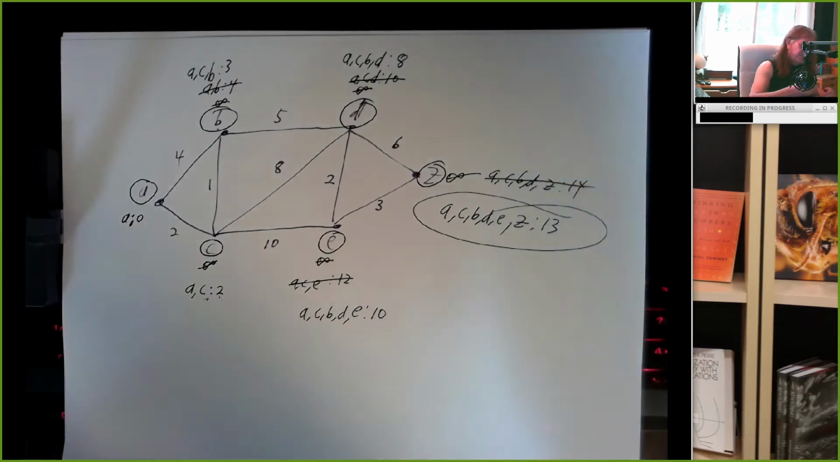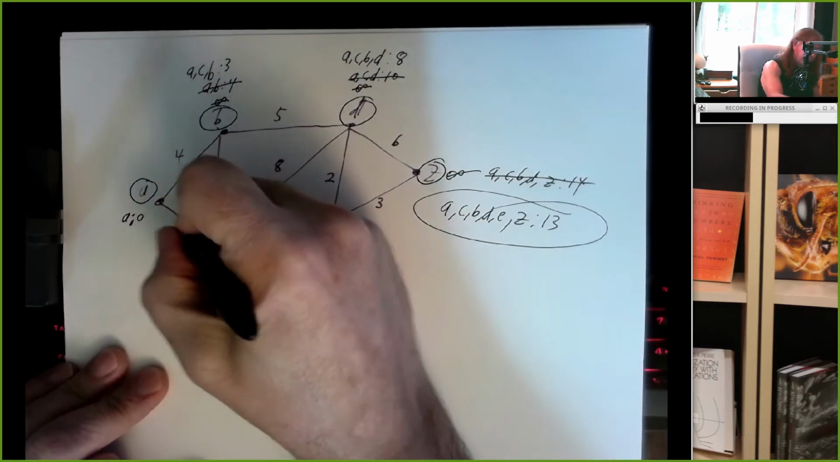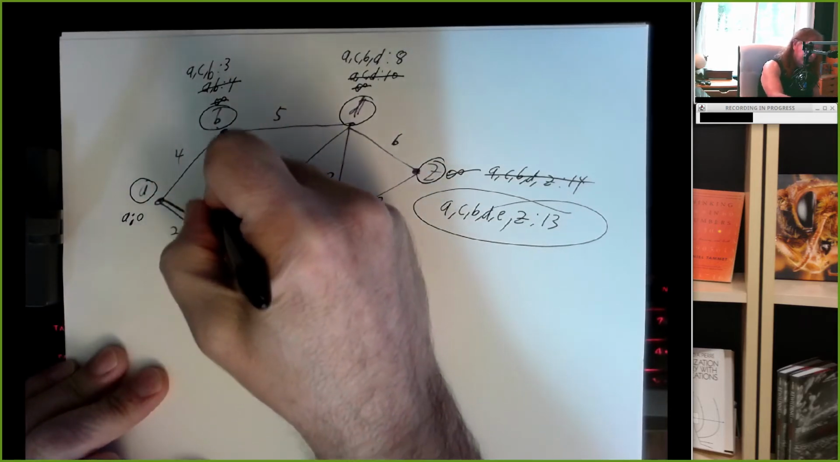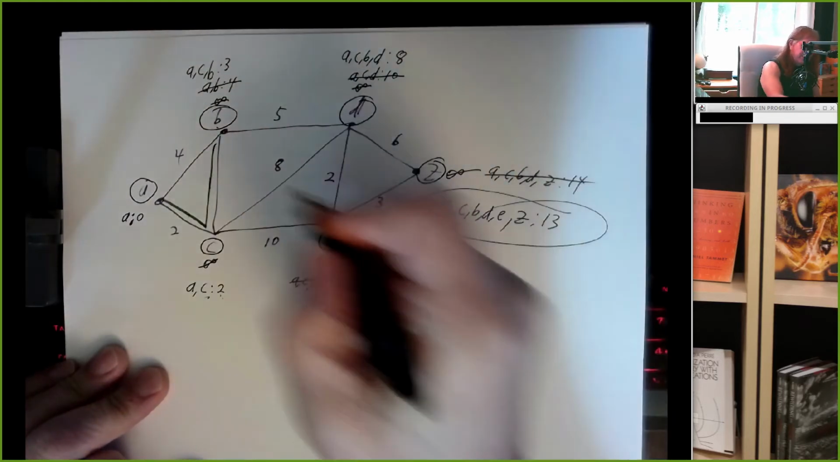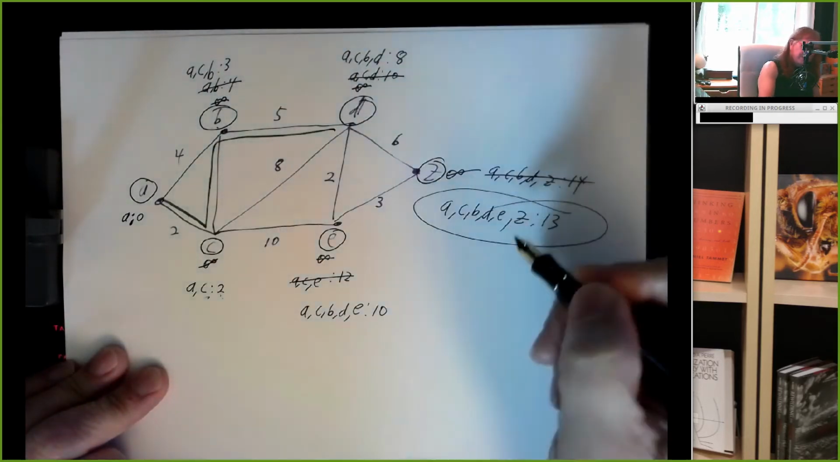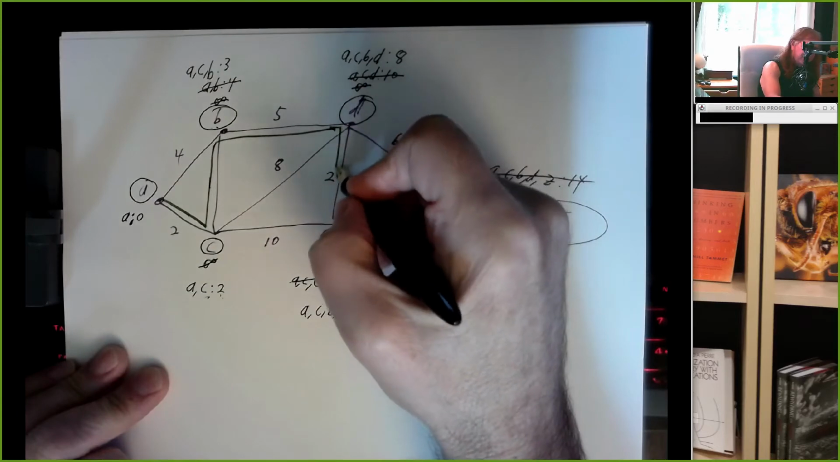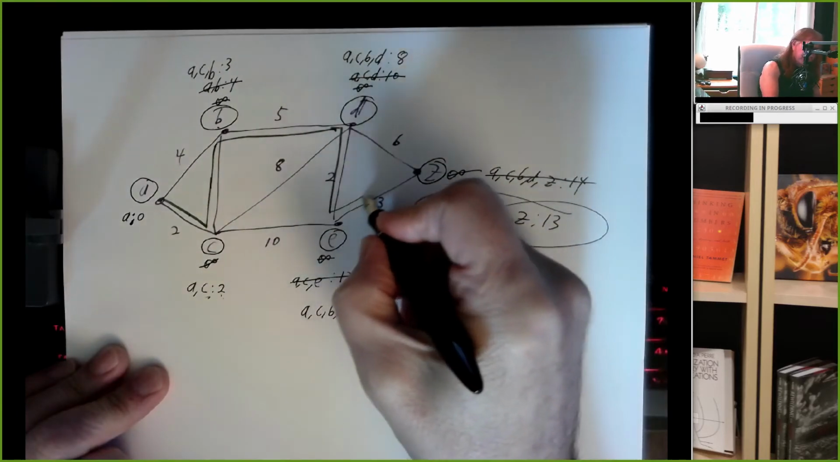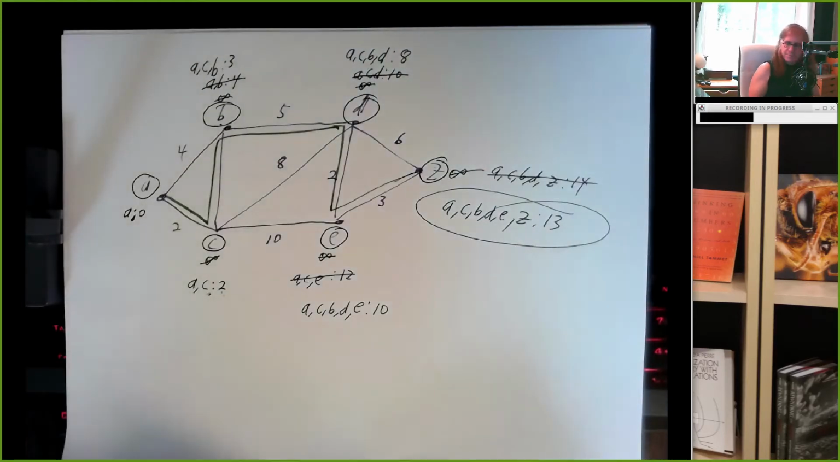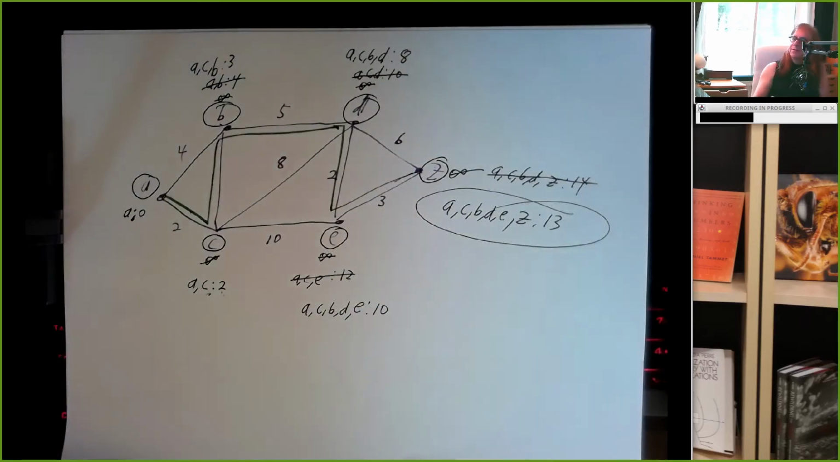And the path turns out to be start at A, come down here, go up there to B, and then go across to D, and then come down to E, and then go over to Z. Alright, that's Dijkstra's algorithm.